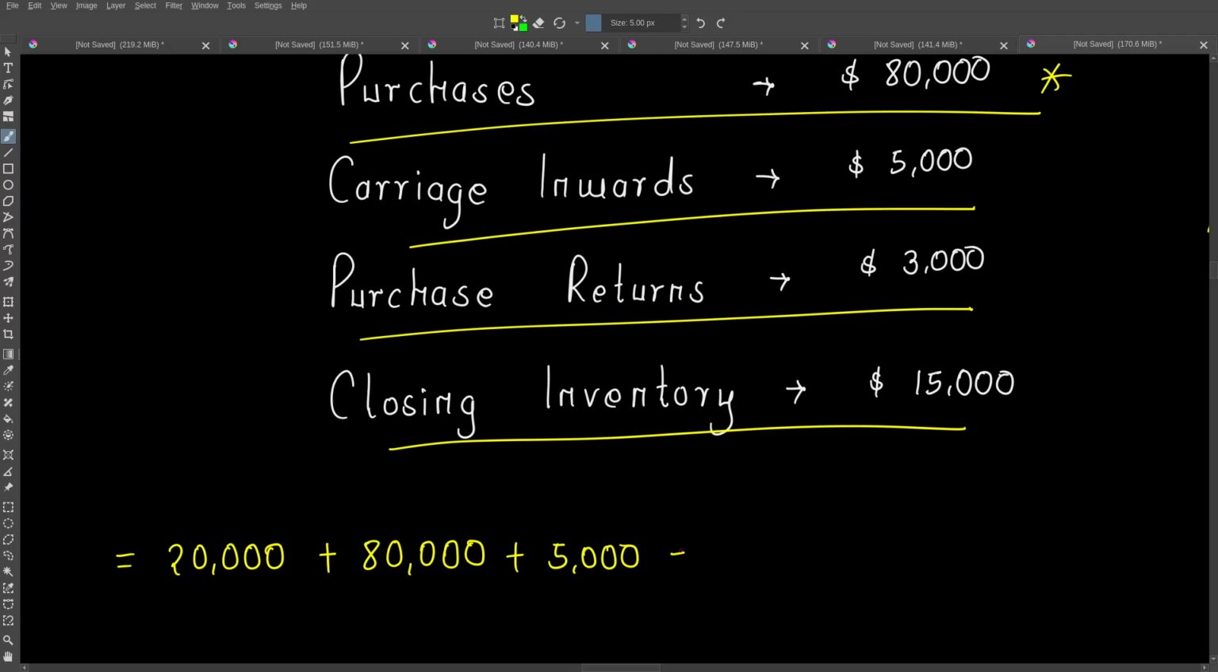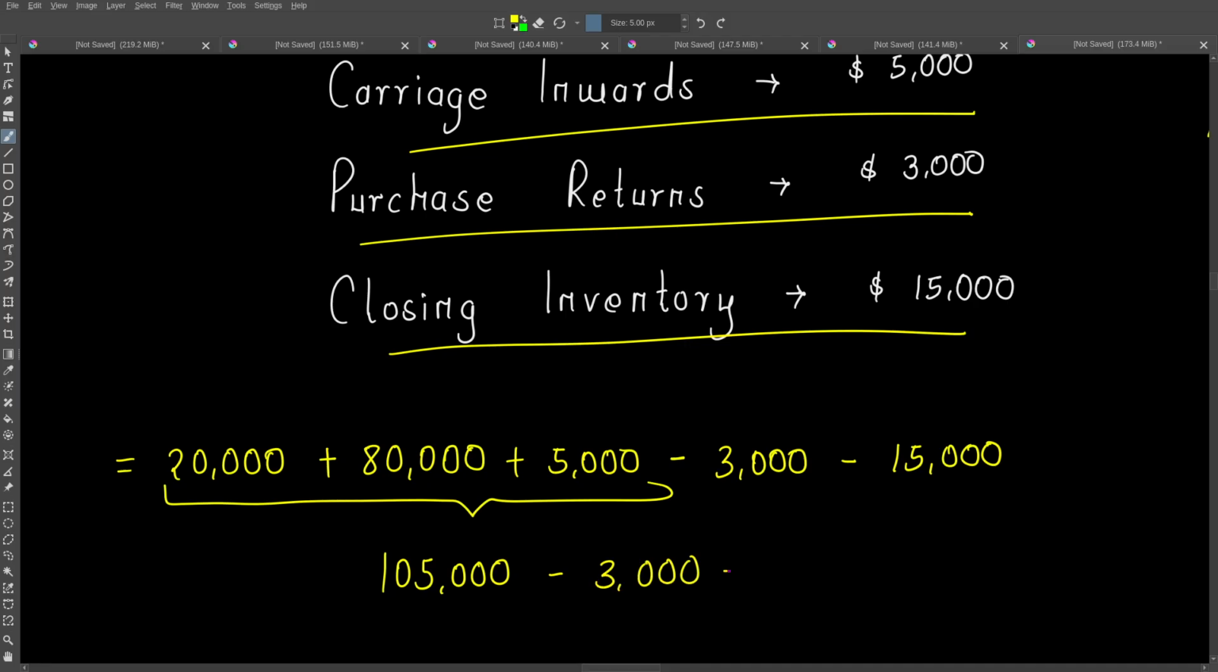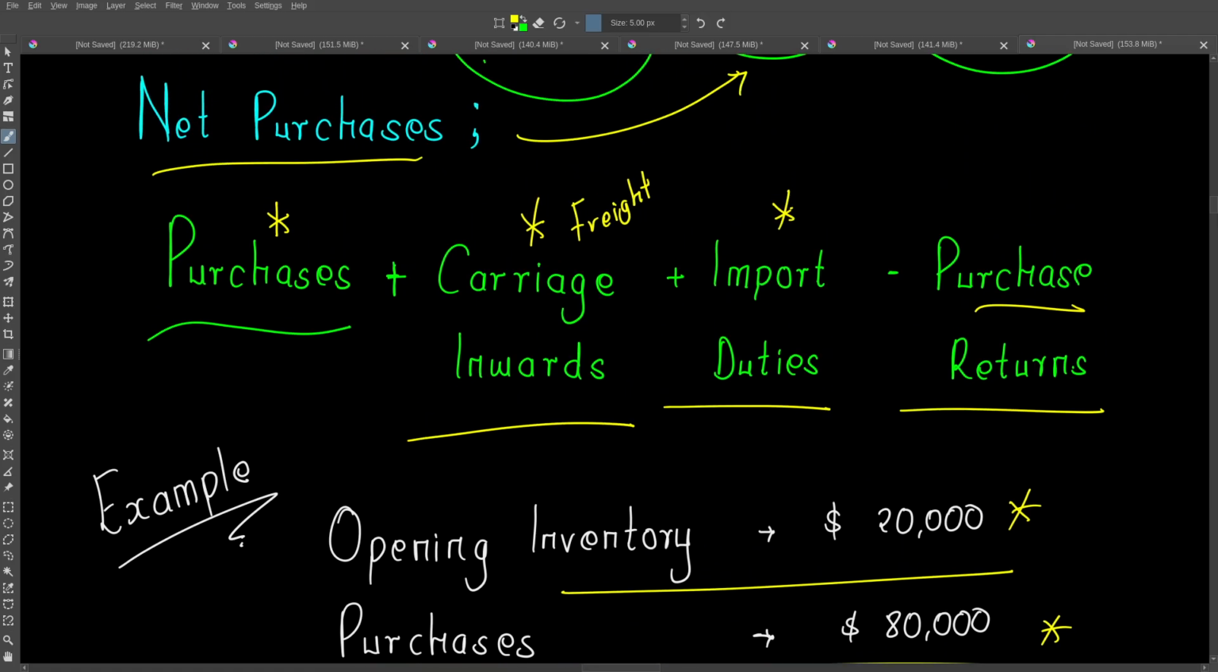Then we are going to less purchase returns and also less the closing inventory, because this is basically the inventory that we still have in our warehouse. It means it has not yet been sold. So when we add these, you're going to have 105,000. Then we less 3,000, and then we less 15,000. We are going to get our cost of sale as 87,000.